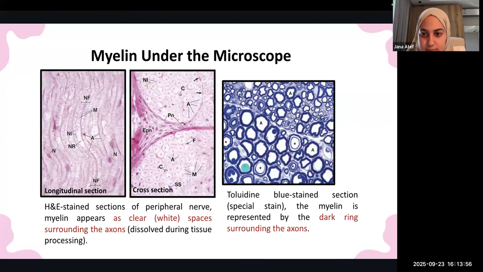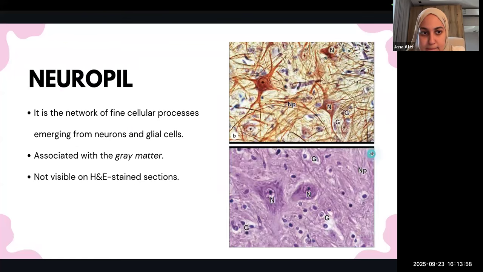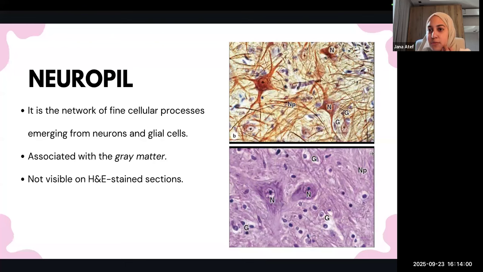Yeah, right here too. Okay, now the last part for this is the neuropil. Neuropil is basically, how can I explain this? Neuropil is basically everything else. You can't have neurons floating around. Where are they? They are suspended in the neuropil. So it's a network of fine cellular processes emerging from the neurons and ganglia. What does that mean? What does that sentence mean? It's a network of fine cellular processes.